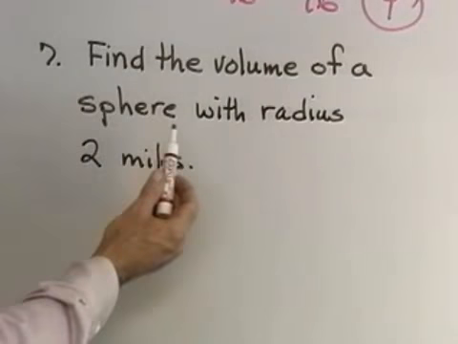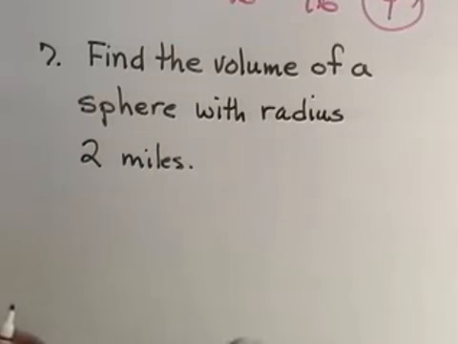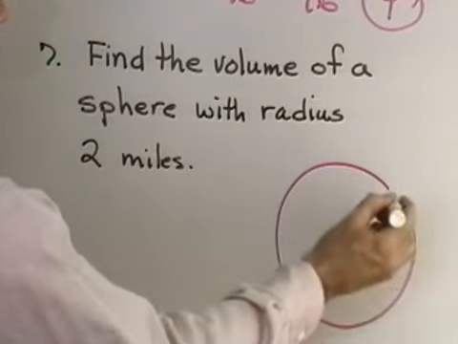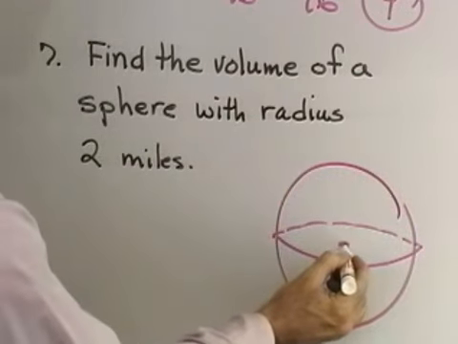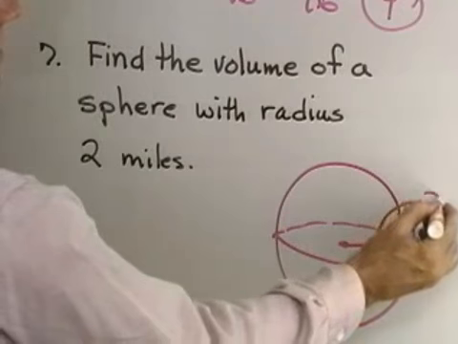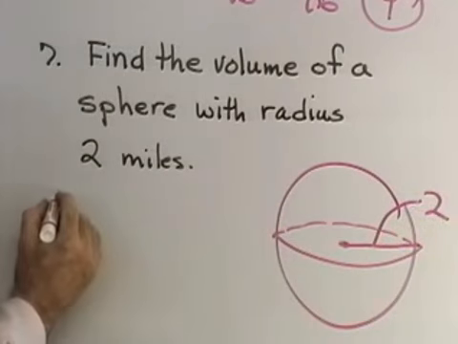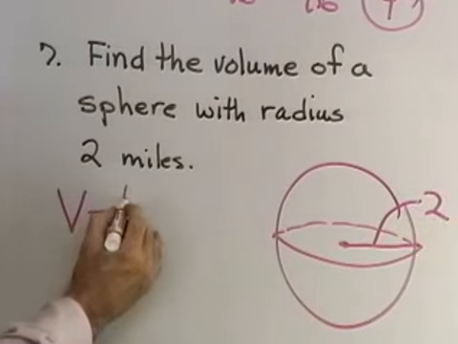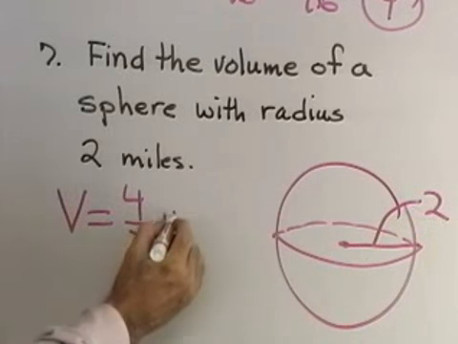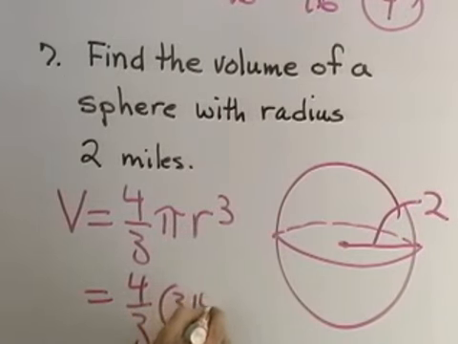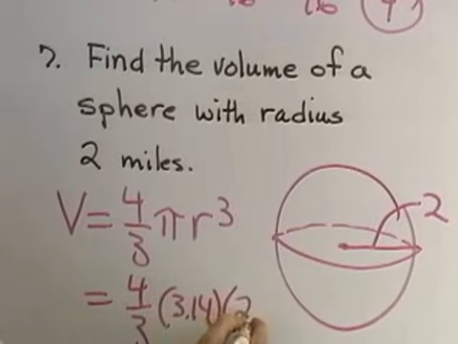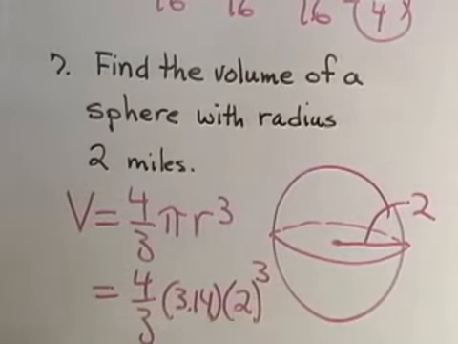It says find the volume of a sphere with a radius of 2 miles. So I want the volume of a sphere. Remember, it's a figure that looks like this, like a beach ball or whatever. This has a radius of 2 miles. The formula for the volume of a sphere is V equals 4/3 pi r cubed. And pi is 3.14, so I have 4/3 times 3.14 times 2 cubed.